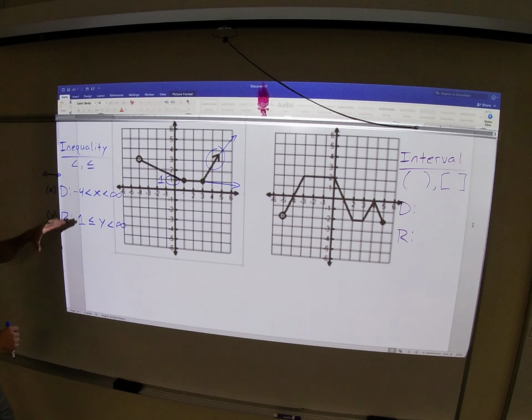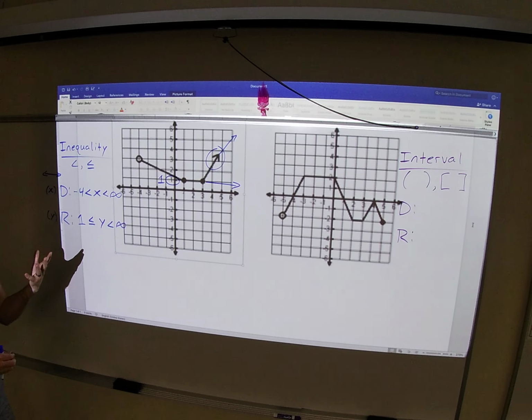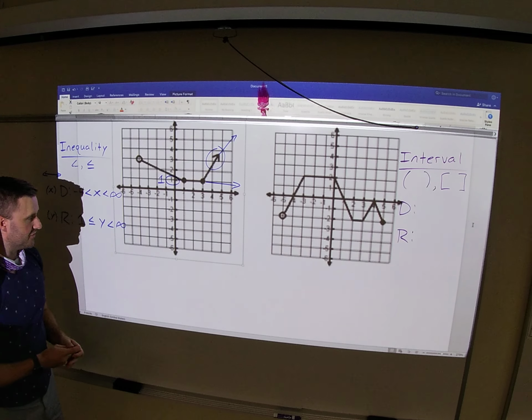Be careful with knowing when to use the equal to symbol and when not to use it. So if we have an open circle, we want to use the inequality symbol that does not have the equal to symbol.